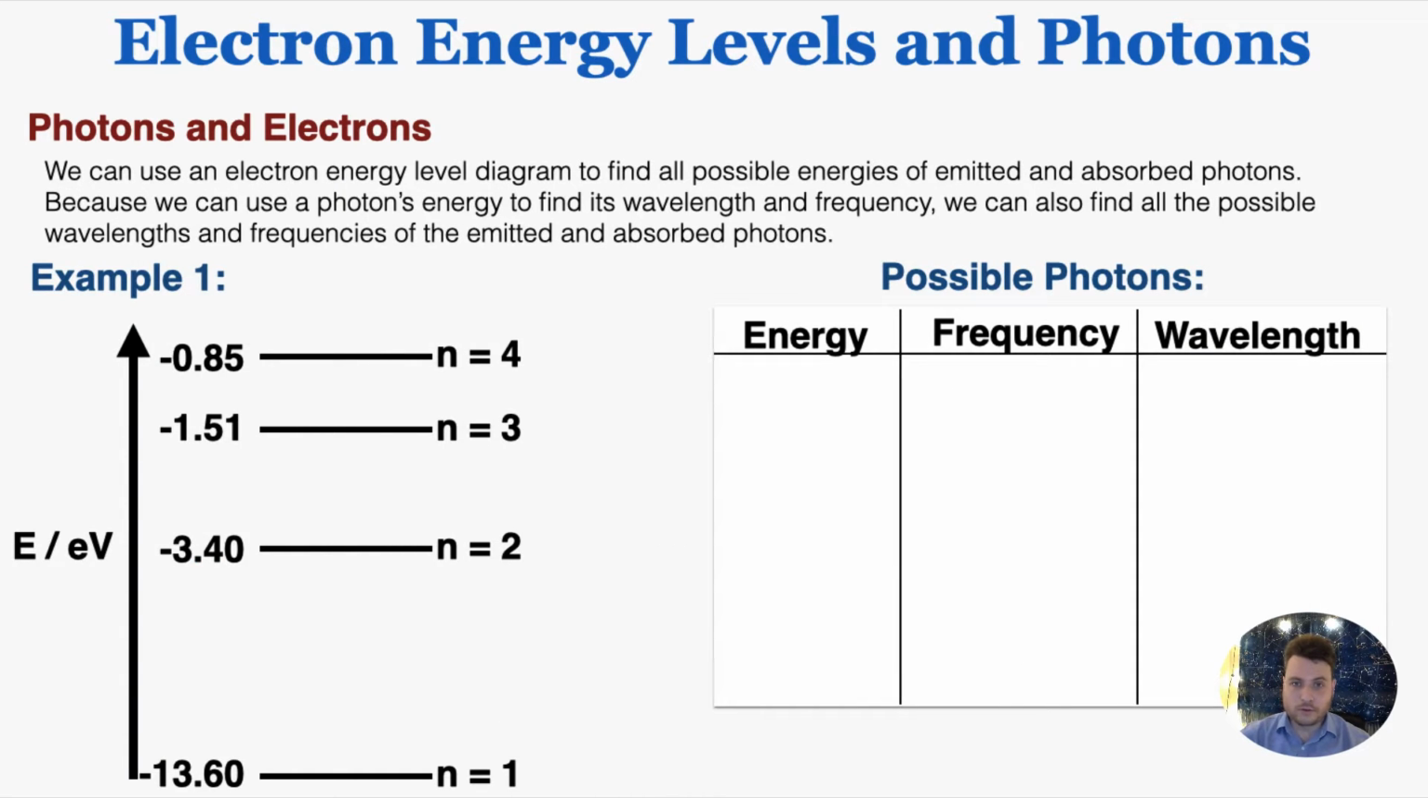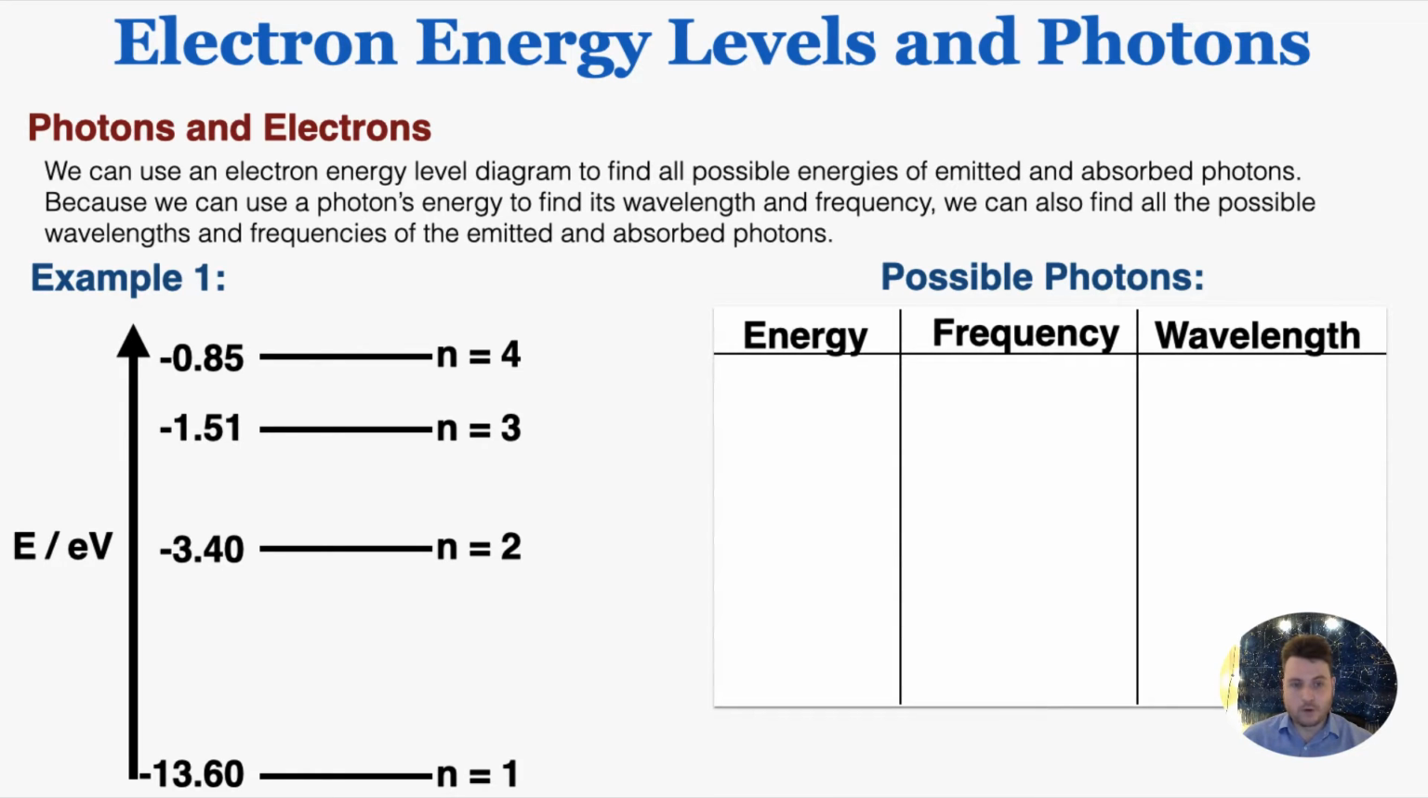The last thing to know before we start doing example problems is that we can use an electron energy level diagram to find all possible energies of emitted and absorbed photons. Because we can use a photon's energy to find its wavelength and frequency, this is something I talked about in the previous lecture, which I've linked in the description. We can also find all the possible wavelengths and frequencies of the emitted and absorbed photons. I'll give you an example of doing that here.